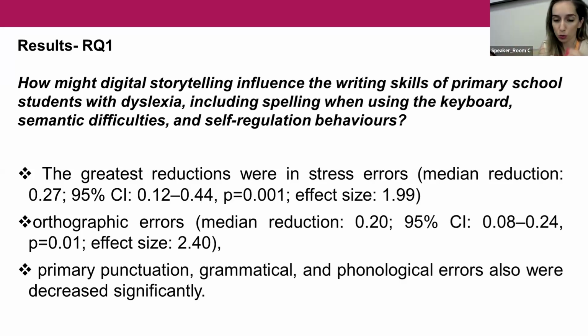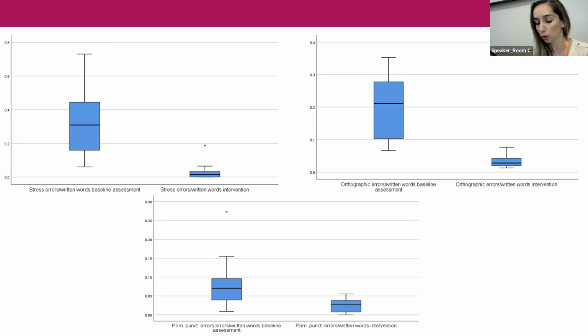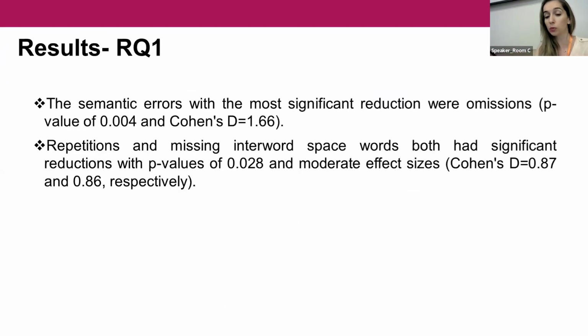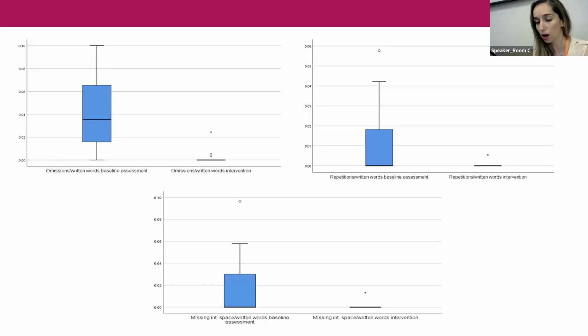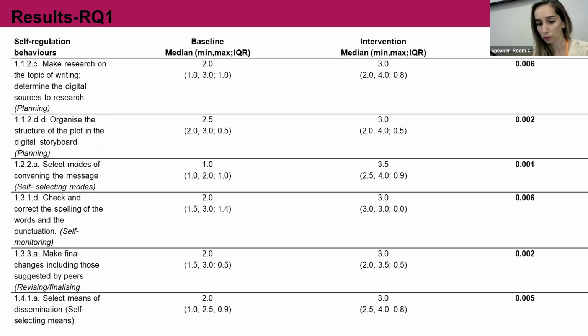What did the results show? The greatest reductions were in stress errors, followed by reductions in orthographic, primary punctuation, grammatical, and phonological errors. All these results are presented in box plots. Related to the semantic errors at word level, the most significant reductions were in omissions of words, followed by repetitions and missing interword space. These are also presented via box plots.